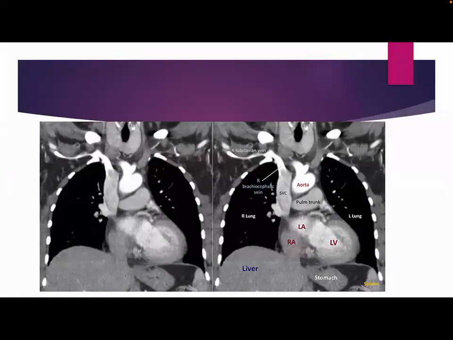This is coronal scan with contrast showing the anatomy of the heart. This is the right atrium, left atrium, the apex formed by the left ventricle. Superiorly, we have pulmonary trunk, superior vena cava, and aorta.